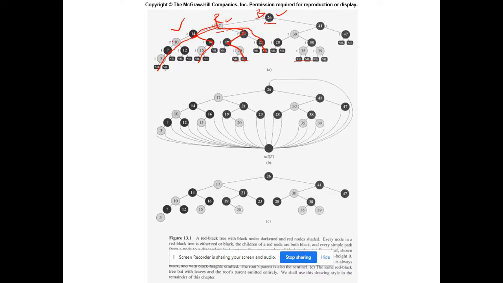Across all the paths, from the root to the descendant leaves, when you identify them, they have an equal number of black nodes. Yes or no? This is another, fifth important property.